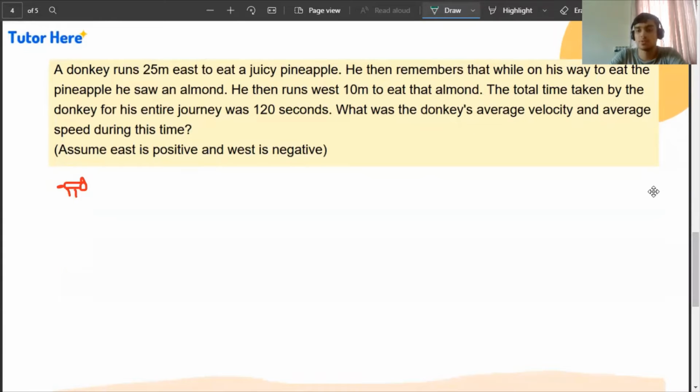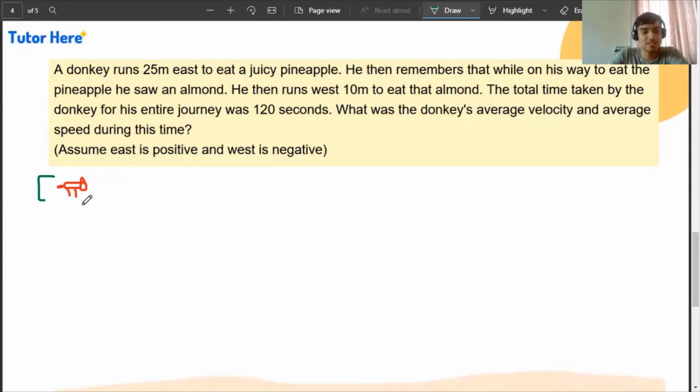Okay, so let's read the question. This is one of my favorite questions for people who are just starting out with speed and velocity. So, a donkey runs 25 meters east to eat a juicy pineapple. This is a donkey, believe it or not. I'm sorry if my drawing is bad.